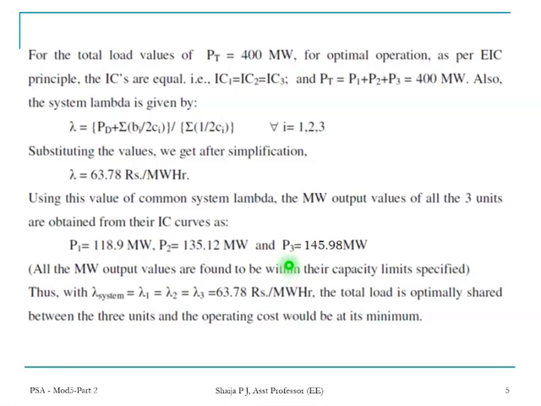So we can say that the system lambda is 63.78, which is the same as lambda 1, lambda 2 and lambda 3. And the total load is optimally shared between the three units like this. In that condition, the operating cost would be at its minimum.